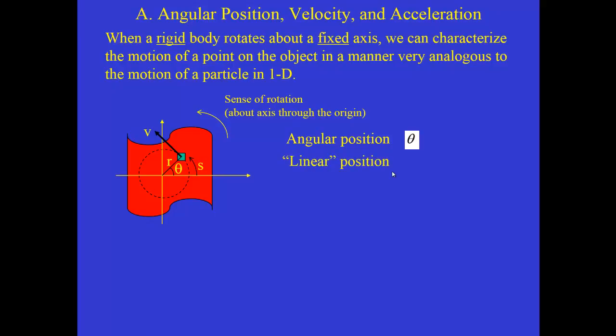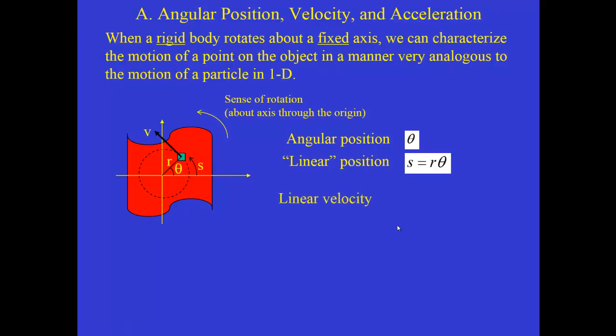Linear position, which would tell us how far that piece of the object has moved along its path, would be the arc length s, right? And there's a simple geometrical relation. If you remember your high school geometry, you remember that the arc length of a portion of a circular path is equal to the radius times the angle subtended by that arc. Now this relationship, I will remind you, only holds true if theta is measured in radians. So in this part of the course, if you ever have to use this relationship to do anything computational, remember that theta has to be in radians for that to hold true.